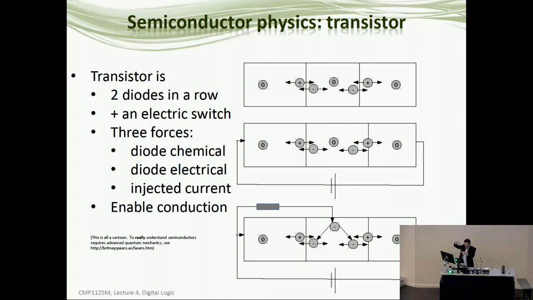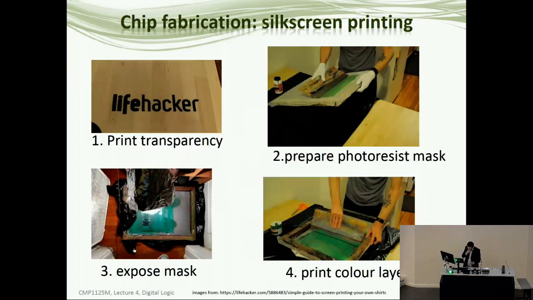Now, you put a current going in, it's effectively going to open two water trapdoors in both directions, and that will let the main current flow through there. Okay? This is all very much a cartoon. To really understand it, you have to get into quantum mechanics, and we're not going to go there. If you want to go there, I'd really recommend the Britney Spears Guide to Semiconductor Physics, which is actually really good. Okay. So how does this all work in practice?